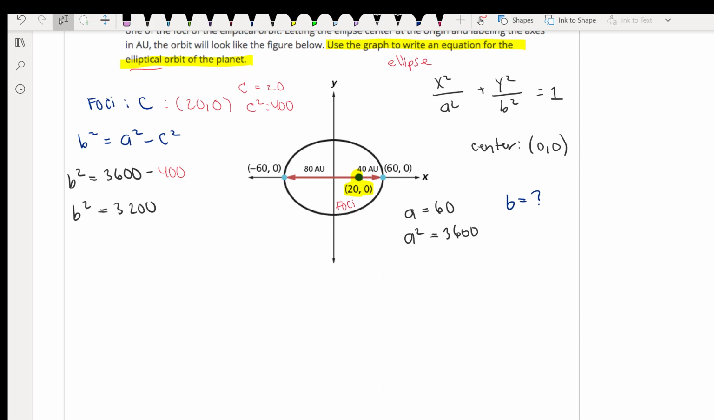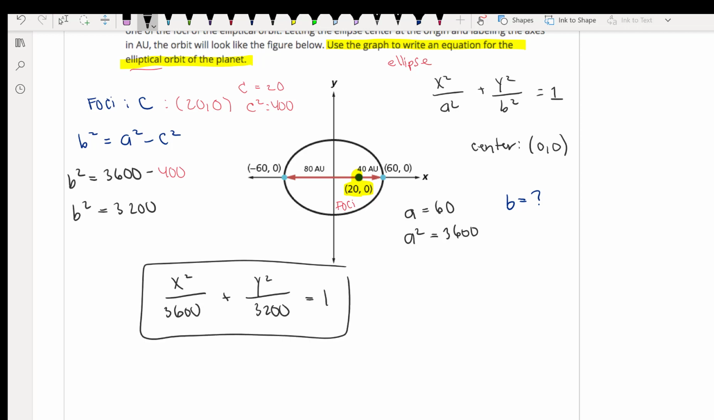So now I can give you the equation. I have x squared over my A squared. And remember, my A squared was 3,600. And my B squared is 3,200, equal to 1. So that is going to be my equation.